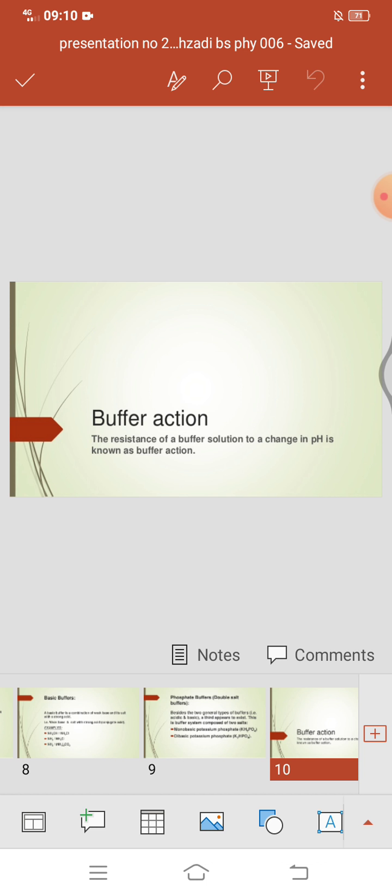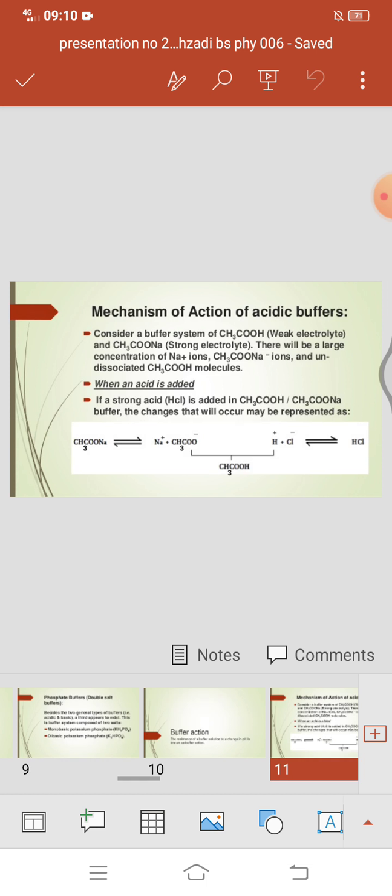What is buffer action? The resistance of a buffer solution to a change in pH is known as buffer action. Mechanism of action of acidic buffers. Consider a buffer system of CH3COOH, which is a weak electrolyte, and CH3COONa, which is a strong electrolyte. There will be a large concentration of sodium ions, CH3COO negative ions, and undissociated CH3COOH molecules.